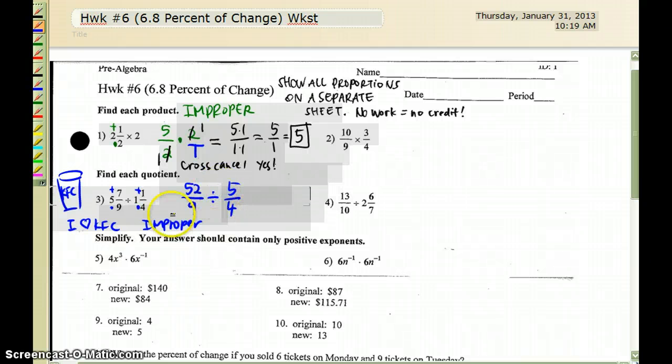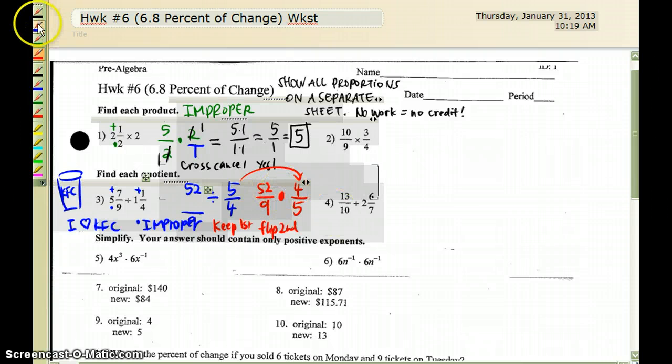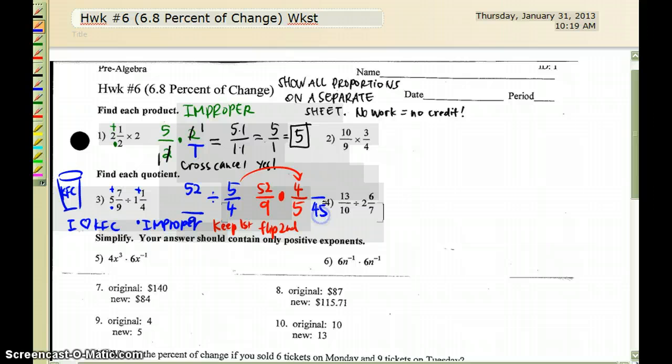Okay, so I'm going to divide these two now. They're improper. Then I'm going to do the K, which is to keep the first. So I keep the 52 over 9, and then I flip the second, which is the F in the KFC, and then I'm going to change the sign. So 5/4 is going to flip, and then I'm going to change the dividing to a multiplication. So when I multiply these two fractions, I'm going to multiply straight across, and I'm going to leave that answer just as it is, which is going to give me 45 in my denominator, and then quite a big number.